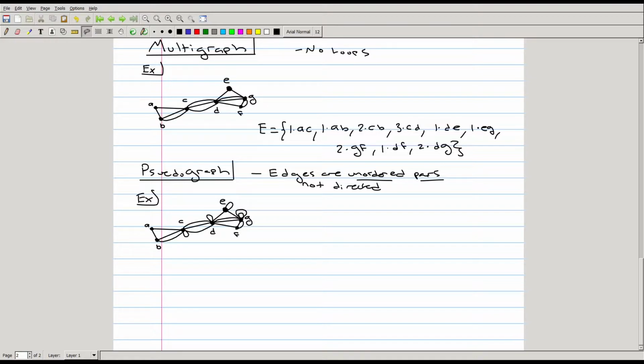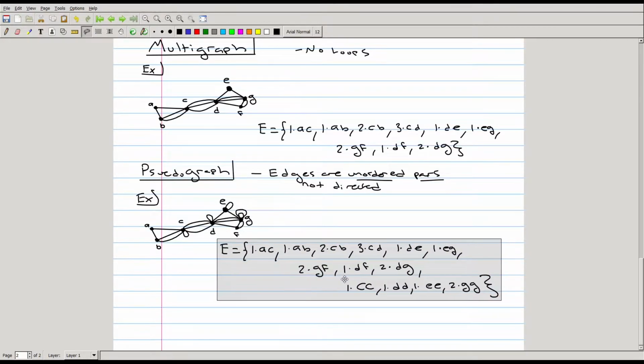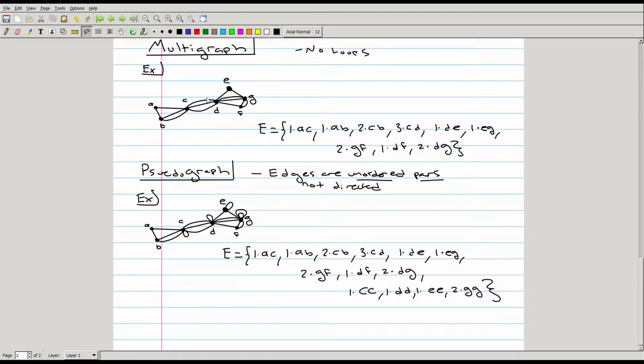So a pseudograph is something with loops in it, and the only condition is that it doesn't have any ordered pairs in it for its edges. And the edge set for this example is going to be the same multiset as for this multigraph, because we really just copied it over, but we have to add a couple edges, specifically a loop connecting C to itself, a loop connecting D to itself, E to itself, and 2 loops connecting G to itself. So this is a good example of a pseudograph.